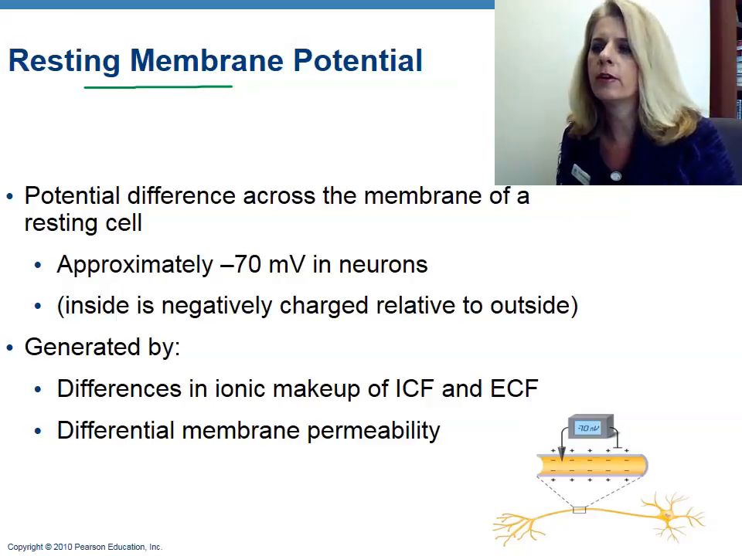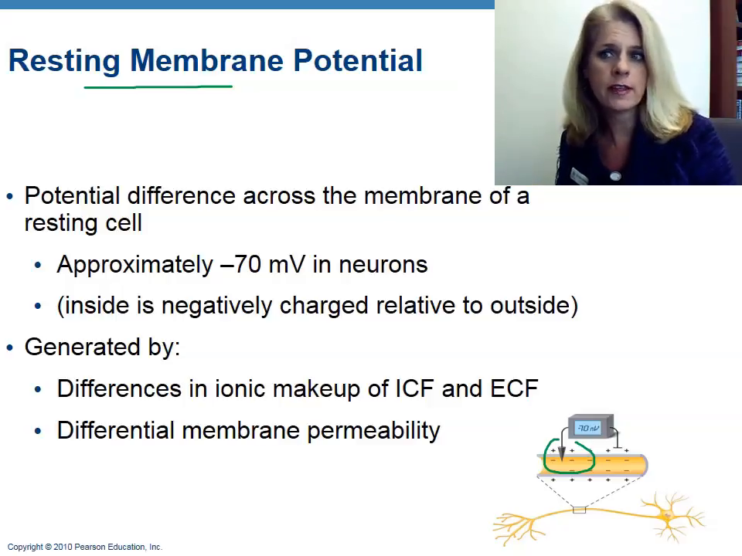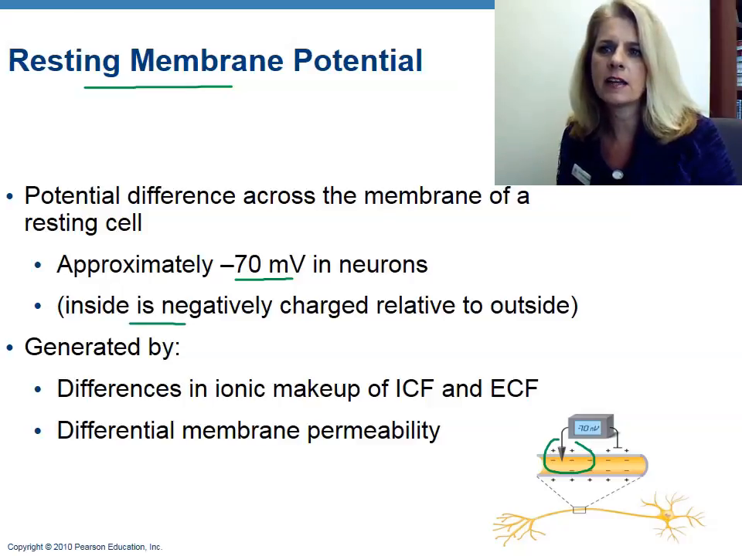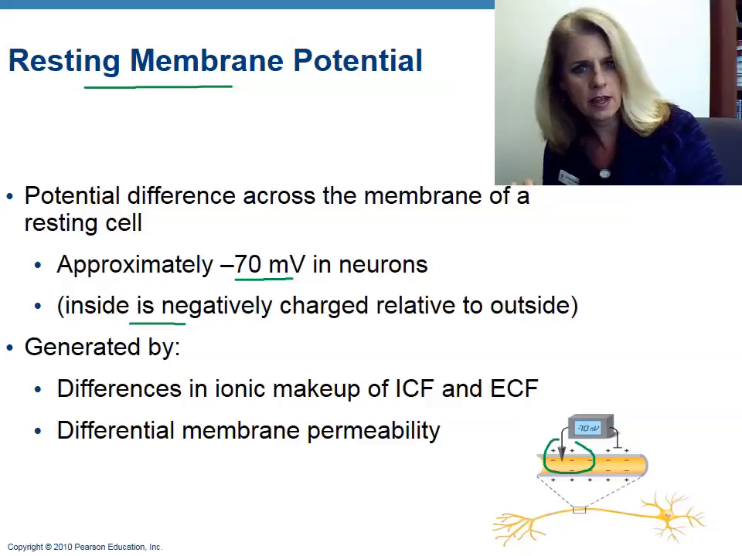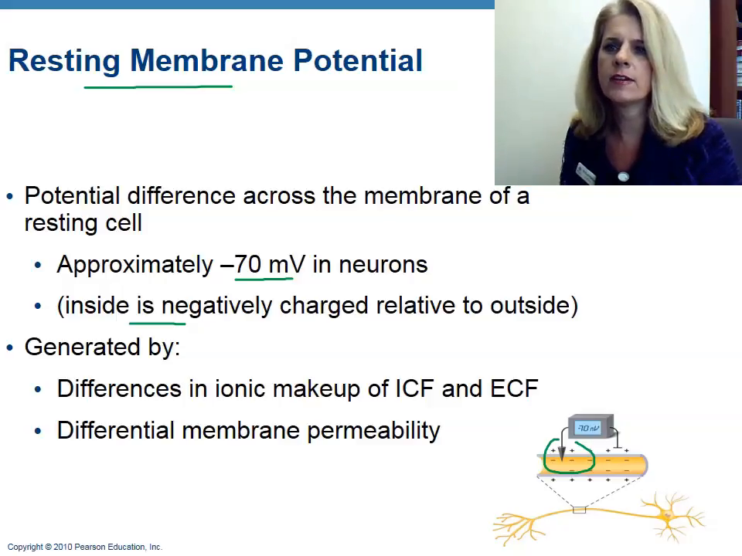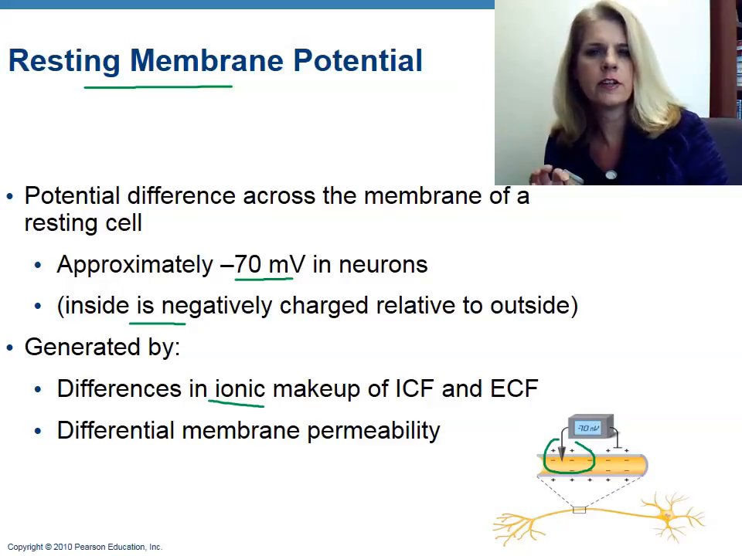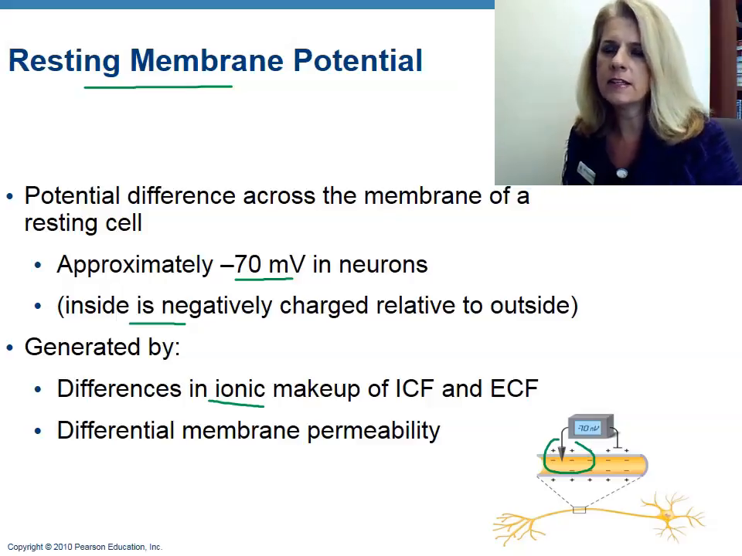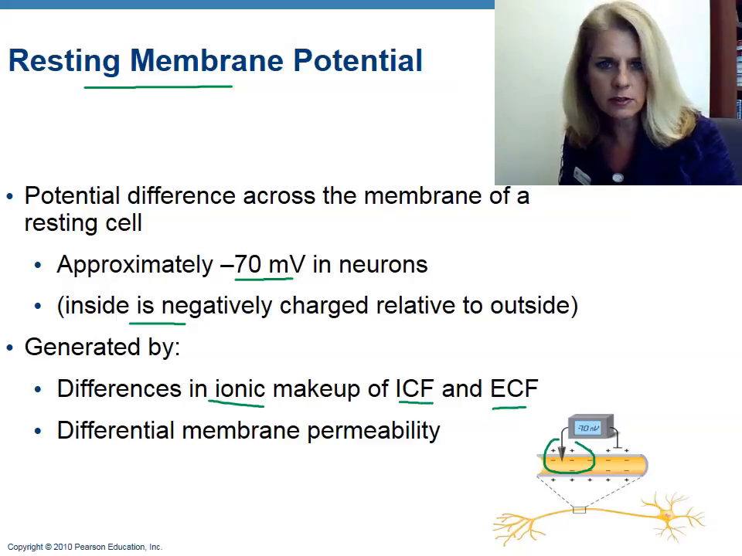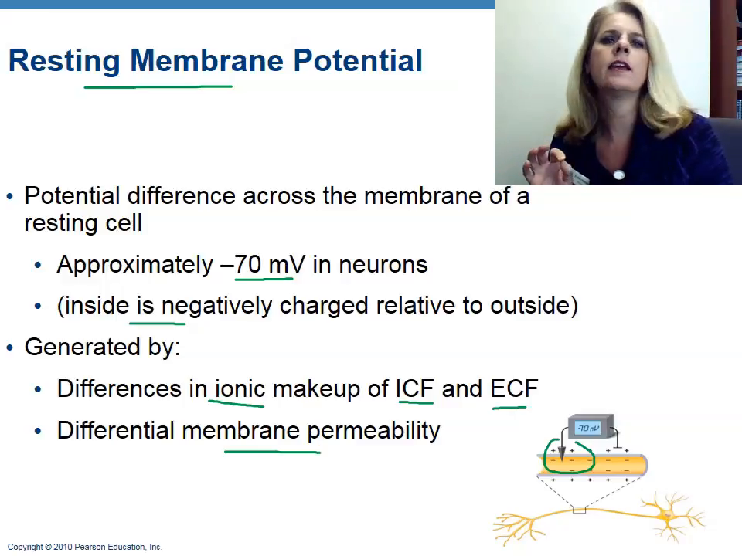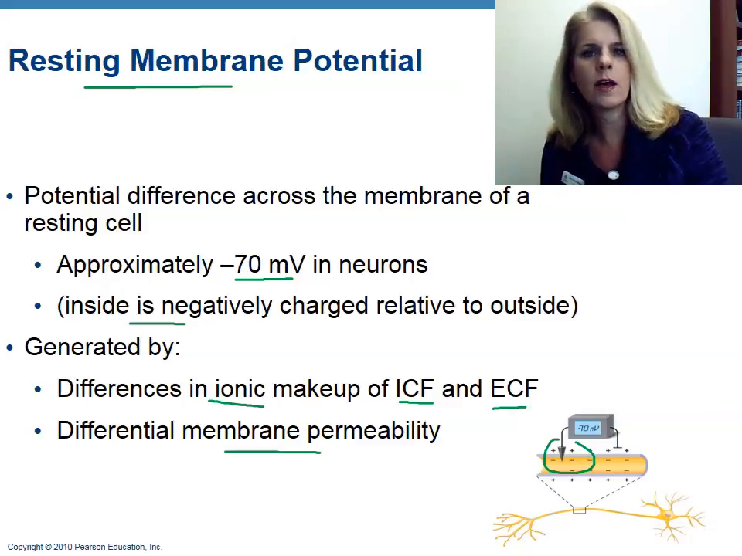And if you could take a voltmeter and measure the charge on that cell, you would find that it's minus 70 millivolts in neurons, where the inside of the cell is negative compared to the outside of the cell. And the way this happens is you have a difference in the ionic makeup, or remember sodium and potassium chloride, the different ions. There's a different amount on the outside of the cell than the inside. So your intracellular fluid and your extracellular fluid have different amounts of sodium and potassium. And also the membrane is differentially permeable. It allows sodium and potassium to cross the membrane at different rates, and this causes there to be a charge on the membrane.